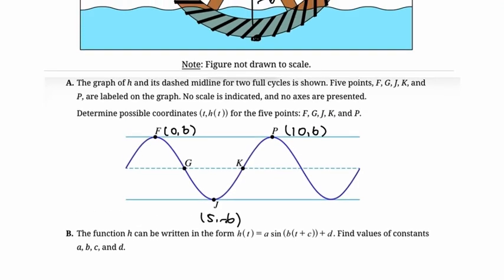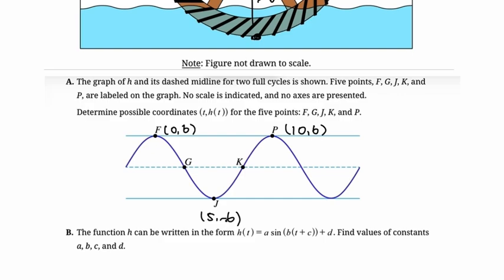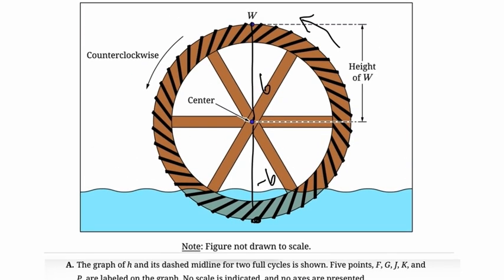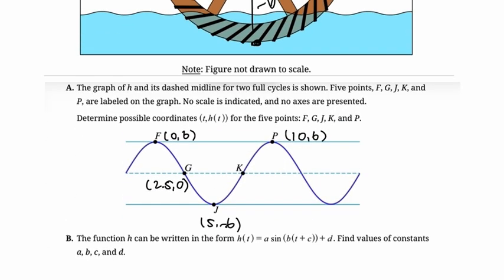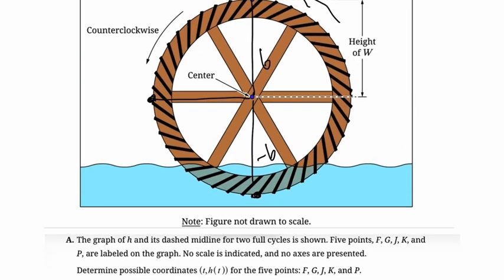Then point G is between F and J, so between 0 and 5. So that one is (2.5, 0), because that would be when W is here and there is no distance from the center. And then finally, K is between P and J, so the x value is between 5 and 10, which would be (7.5, 0). And this is where K would be.